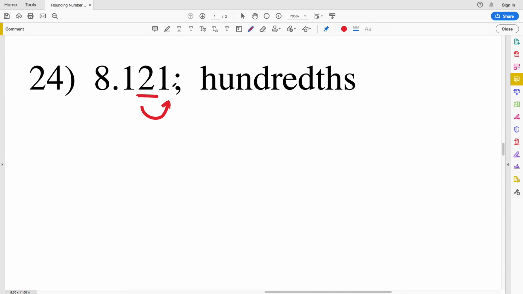In our last problem, number 24, we're rounding to the hundredths place. To the right of the hundredths place is a 1 in the thousandths place. And because that 1 is less than 5, we're rounding down. So we'll have 8 and 12 hundredths as opposed to 8 and 13 hundredths. So 8.12 is our final solution on this worksheet.